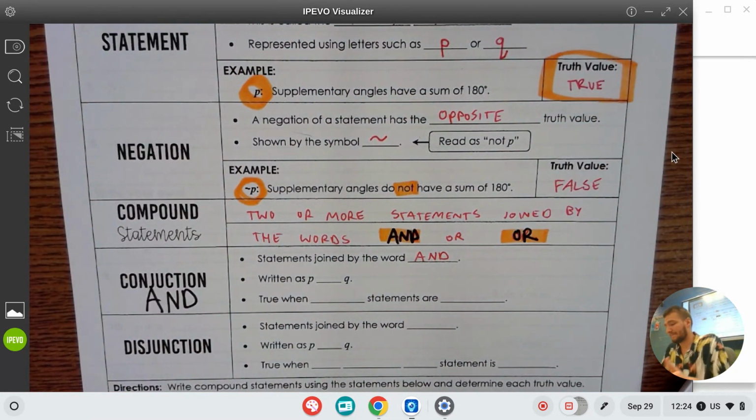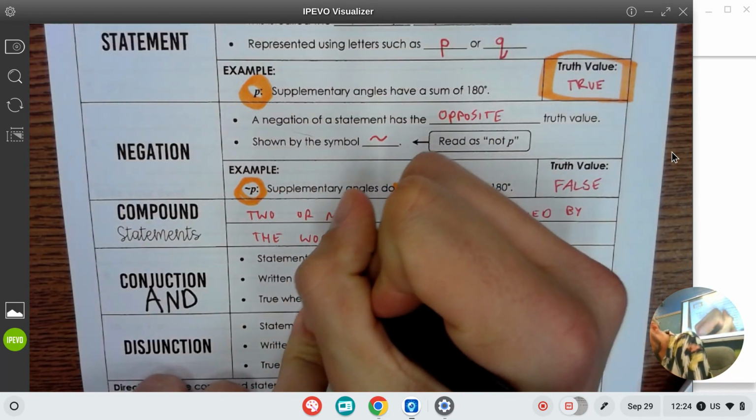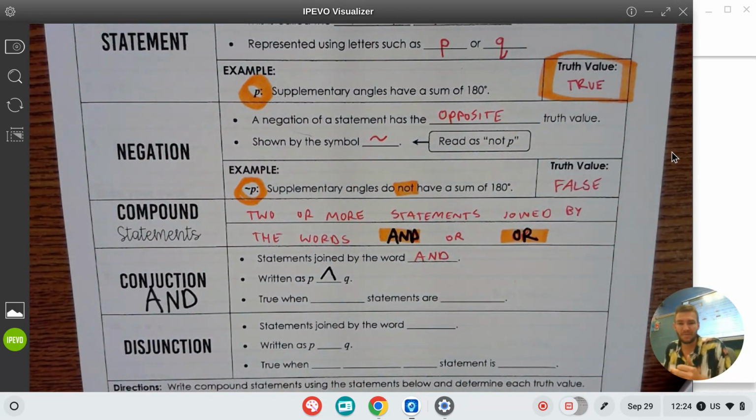Conjunction, to work together, and here's our symbol. Couple different ways you could think about how this symbol looks. You could think of it like a capital A with no bar. You could think of it like a mountain. You could think of it like a less than or greater than sign that's opening downwards instead.